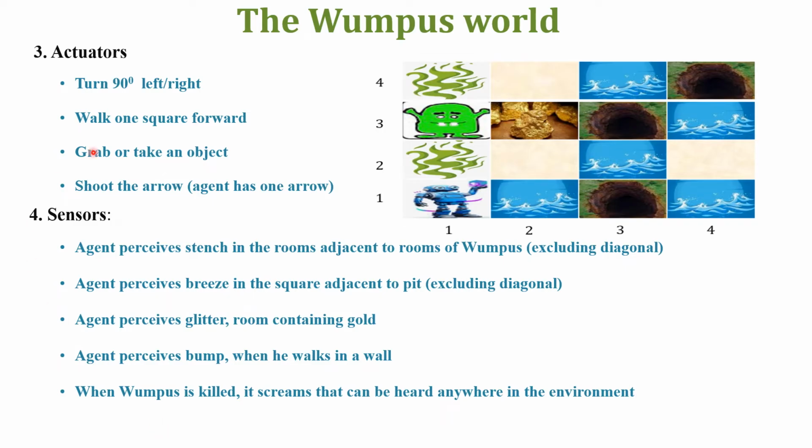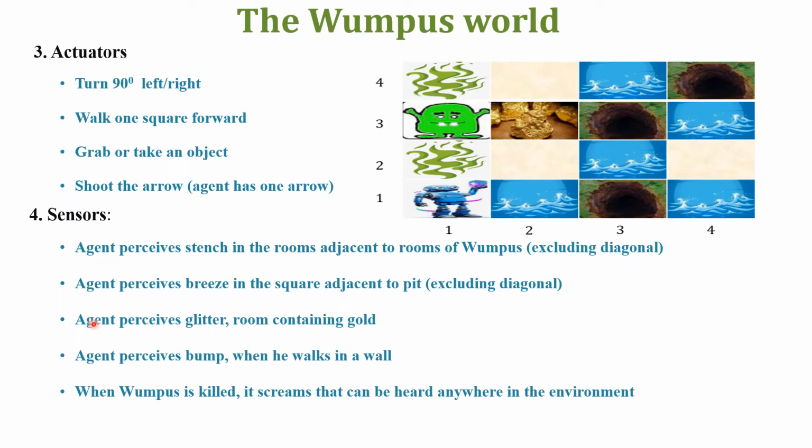Actuators. Turn 90 degrees left or right and walk one square forward. You can grab or take an object, and shoot the arrow. The agent has one arrow. These are the actuators.